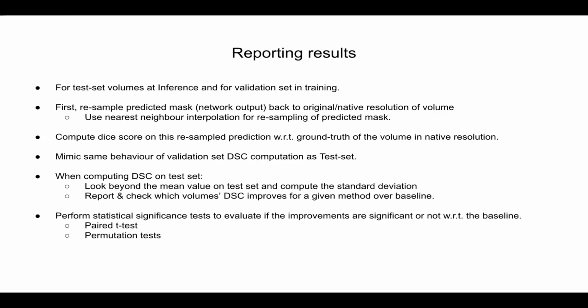And secondly, you can check that all the different volumes report different dice values. So you can check with the baseline which specific volumes give you the improvements. In addition, you also want to know whether the improvements you have obtained with the given method are significant or not with respect to the baseline. So you perform some kind of statistical significance tests, such as paired t-test or permutation tests.